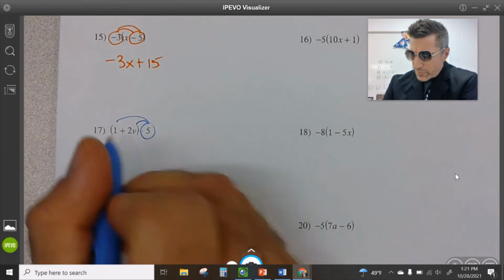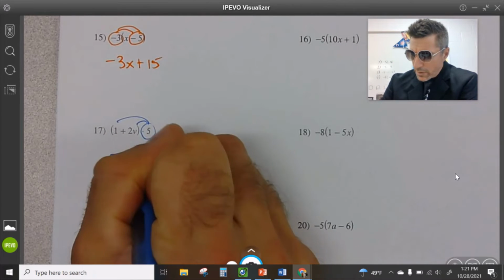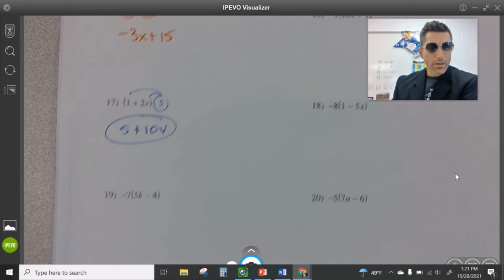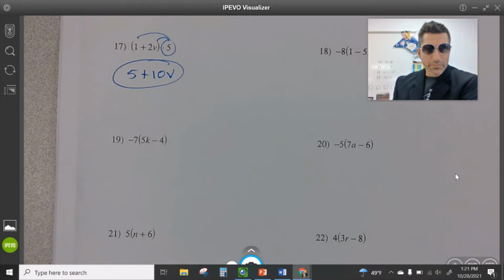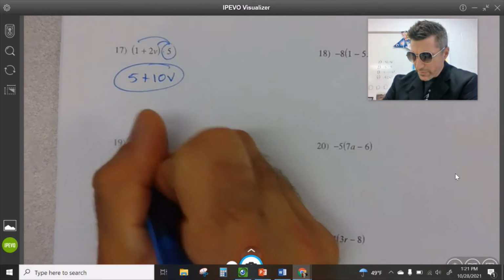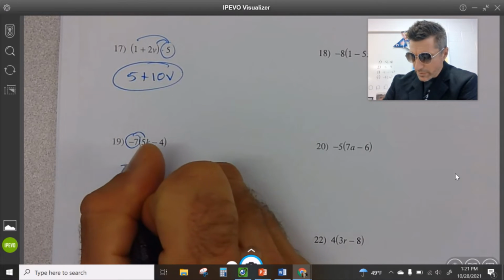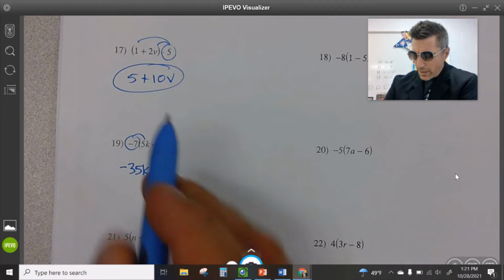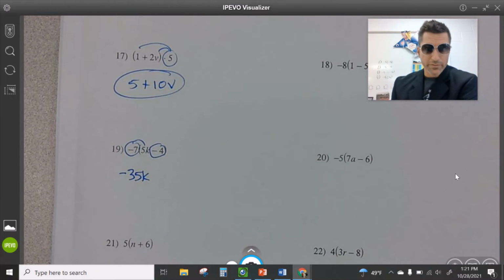5 times 1, 5 times 2. That's a piece of cake. -7 times 5. Just do 7 times 5 and stick a negative on it. So predetermine your sign is negative. -35. -7 times, see this -4? Let's think of that as -4.